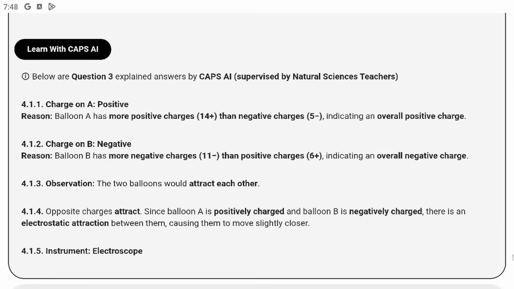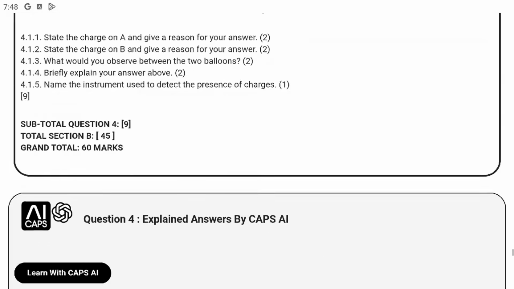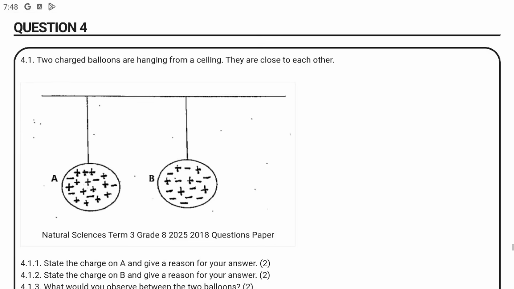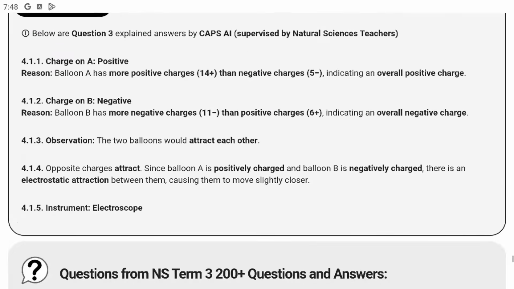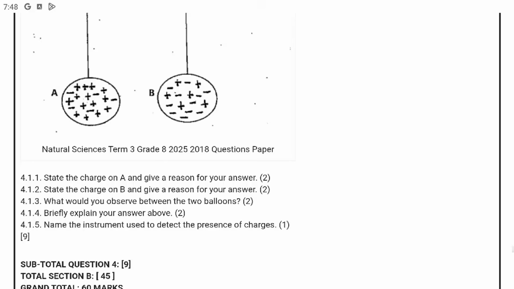Charge on B is negative. Balloon B has more negative charges, 11 minus, than positive charges, 6 plus, indicating an overall negative charge. Okay, indeed, there are a couple of minus signs in there. 4.1.3. Let's actually read that question. 4.1.3. What would you observe between the two balloons?